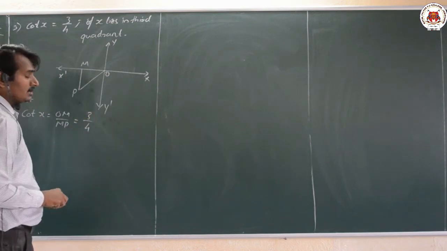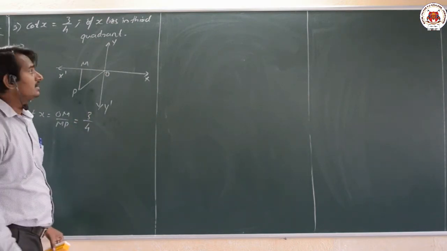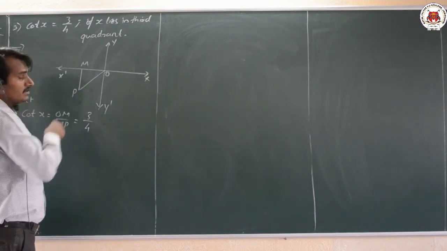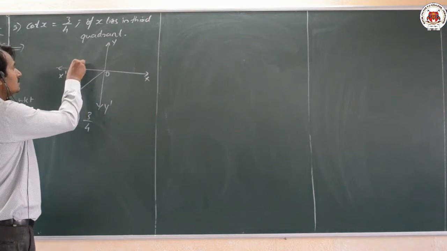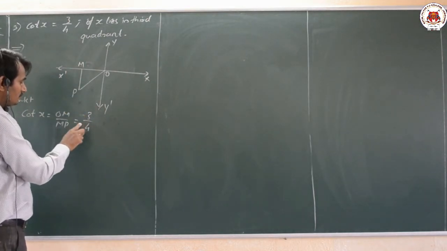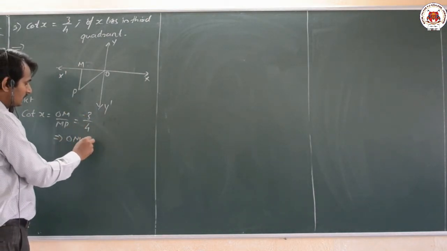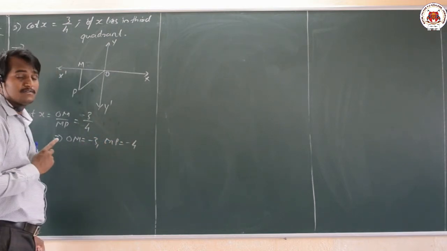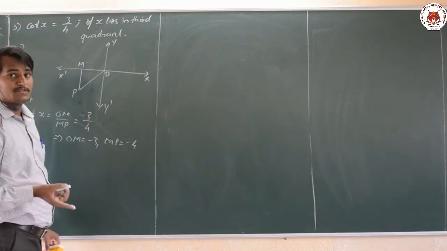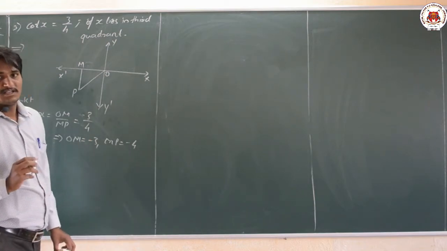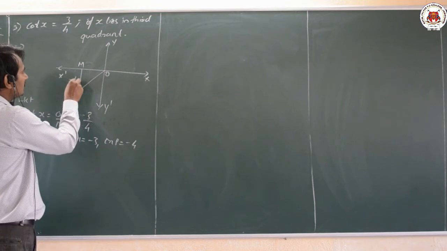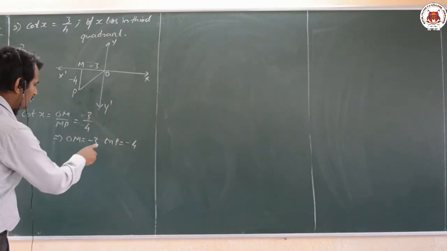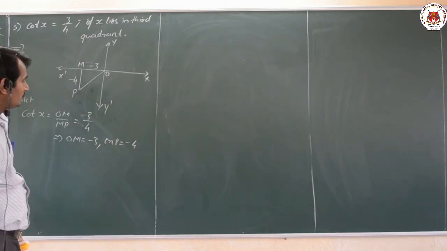But one more thing you have to observe: since OM lies on the negative x axis and MP lies on the negative y axis, these two values will always be negative. That implies OM is equal to minus 3 and MP is equal to minus 4. This is a very important thing. If you take plus and solve, you will be awarded 0 marks here. Okay, fine. MP is equal to minus 4, and OM is equal to minus 3 here.